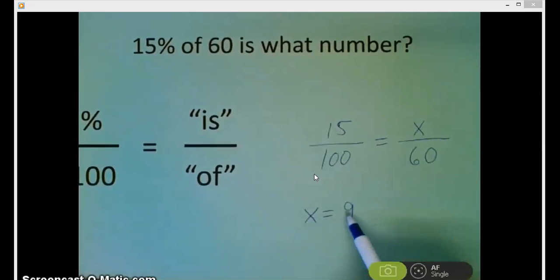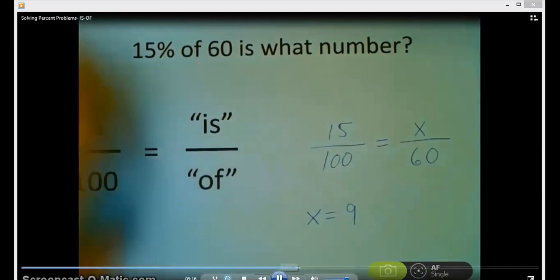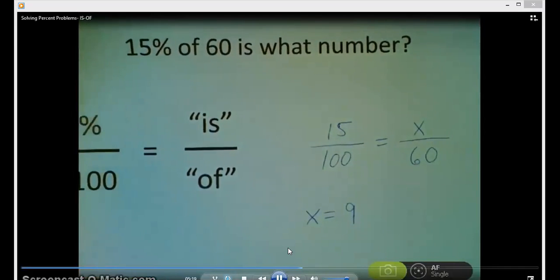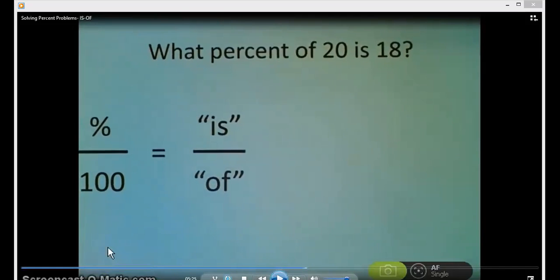So I ask myself, is that a reasonable answer? Could 9 be 15% of 60? Well, I know 0% of 60 would be 0. And 50, not 15, but 50% of 60, that would be half of 60. So that would be 30. So yeah, 9 is pretty reasonable. That makes sense to me. I hope you're seeing that is over of makes these pretty simple. We're working our way up to word problems. So I think now it becomes easy to answer any question related to the percent.